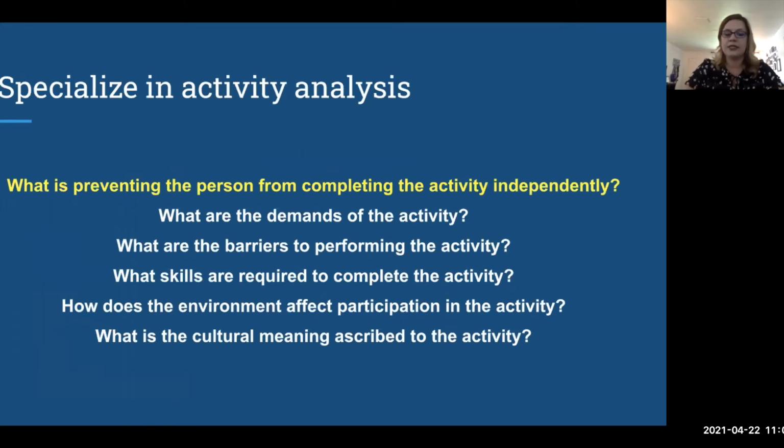So as mentioned earlier, OTs specialize in activity analysis. So we analyze the different occupations that we just talked about, and then we determine if there's any deficits or limiting factors. So for an example, we might do an activity analysis on a patient completing dishwashing. So is the patient able to wash the dishes independently? If not, what's preventing the person from completing the activity independently? What are the demands of the activity? What are the barriers to performing the activity? What skills are required to complete this activity? How does the environment affect the participation in the activity? And what is the cultural meaning ascribed to the activity?